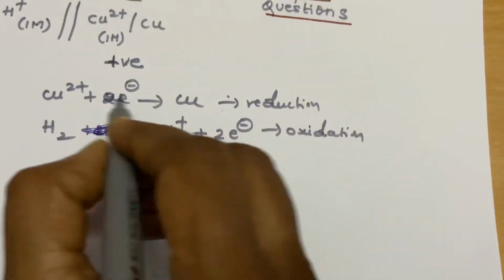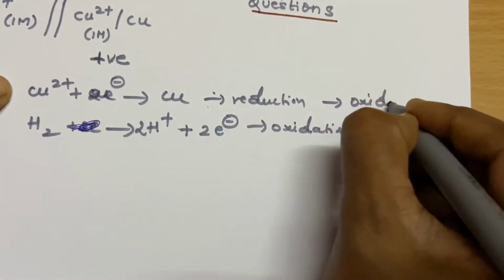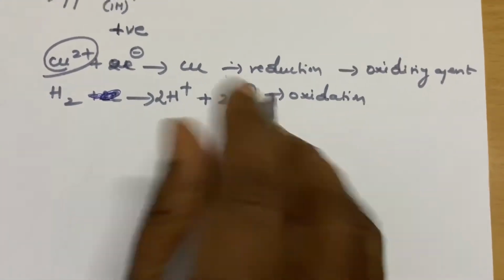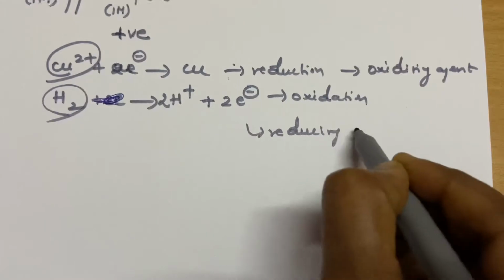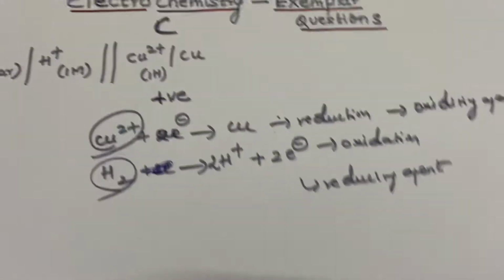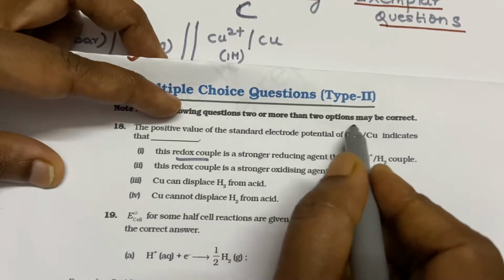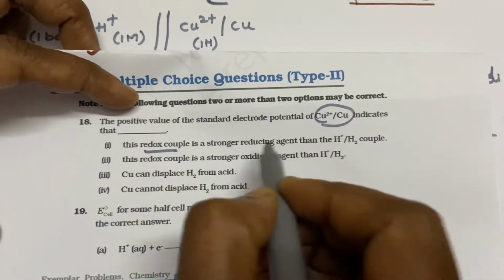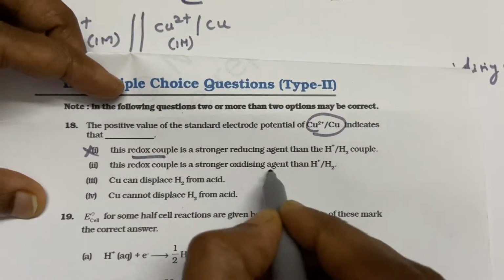Let's see the thing here. I told you before, this is undergoing reduction. That means it is an oxidizing agent. What is the oxidizing agent here? Your Cu2+ is an oxidizing agent, not your copper. Remember that. And your hydrogen is a reducing agent; it will undergo oxidation and act as a reducing agent. So this redox couple, meaning the copper electrode, is a stronger reducing agent than hydrogen? No, just before we saw it is an oxidizing agent. This option is not correct. This redox couple is a stronger oxidizing agent.